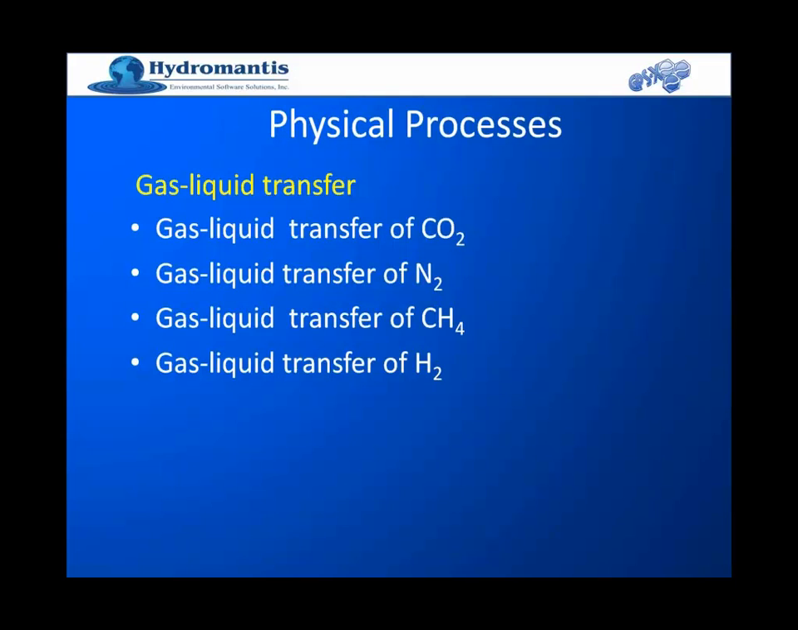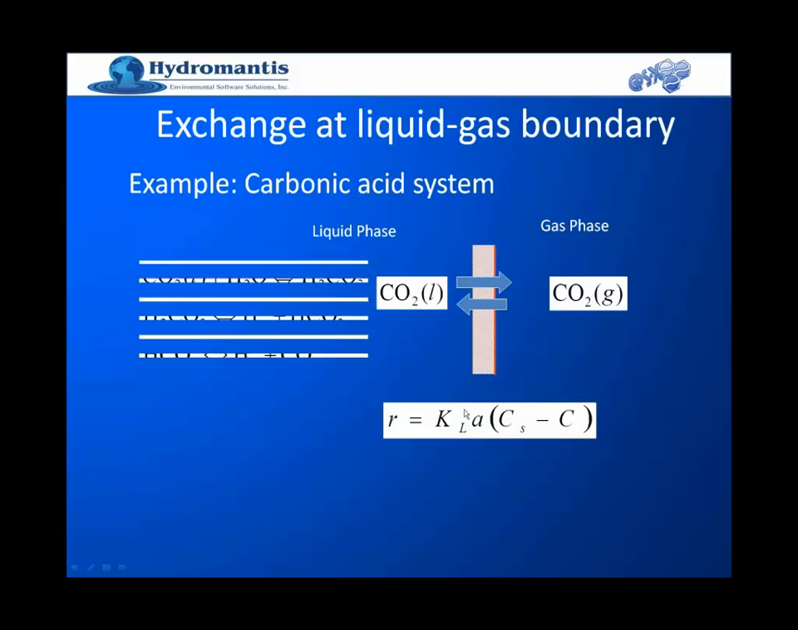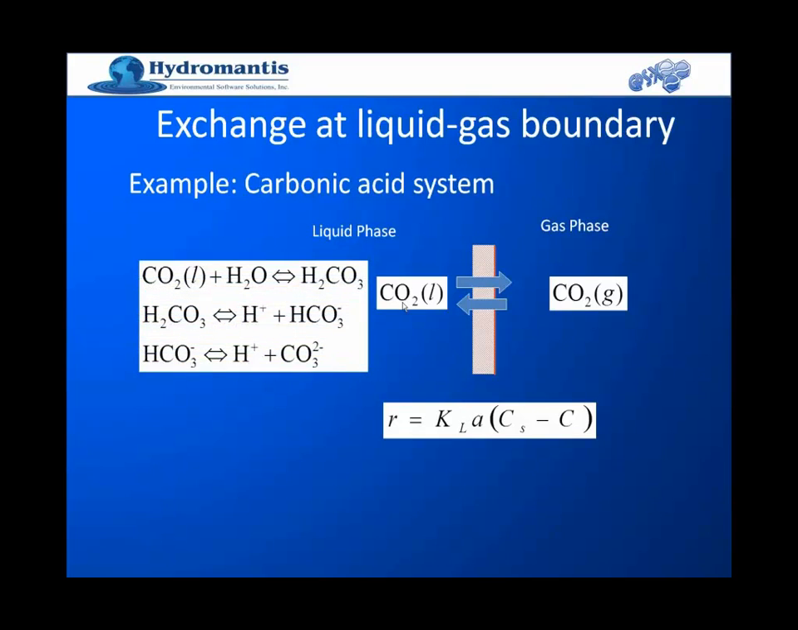Gas liquid transfer of nitrogen gas, CH4, and hydrogen gas. So we use the two-film theory, the gas liquid phase transfer across a liquid and the gas film, and we model it by reaction rate using concentration difference and the mass transfer rate constant. And to estimate the concentration of CO2 in liquid, we use the speciation, which is estimated based on the equilibrium reactions, and from there we estimate the CO2 concentration in the liquid phase, which gets equilibrated with the gas phase.